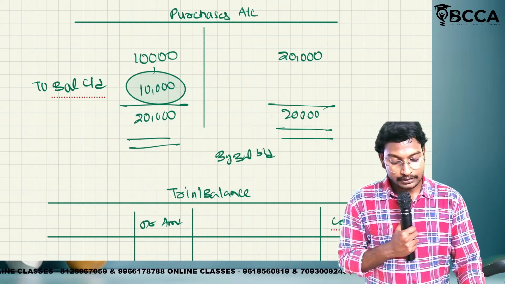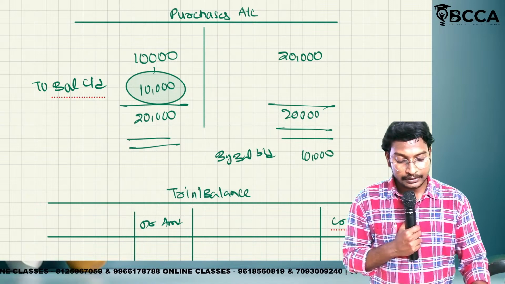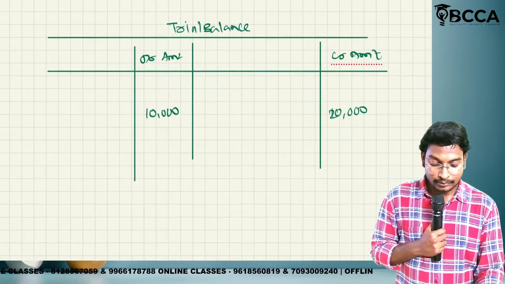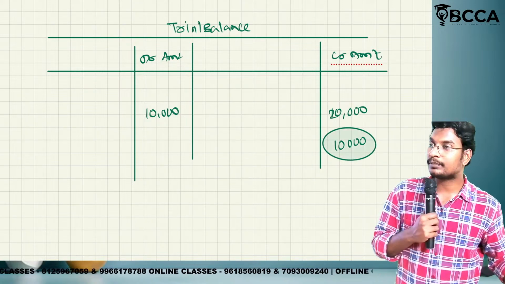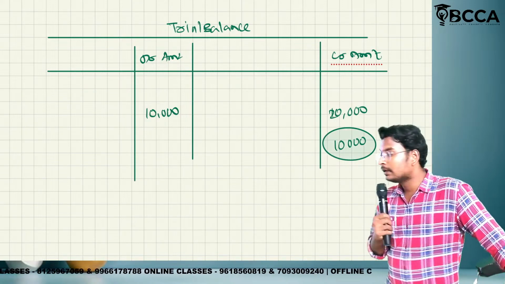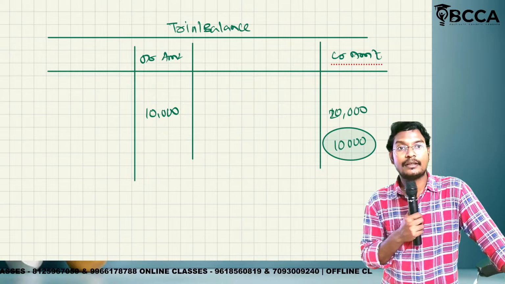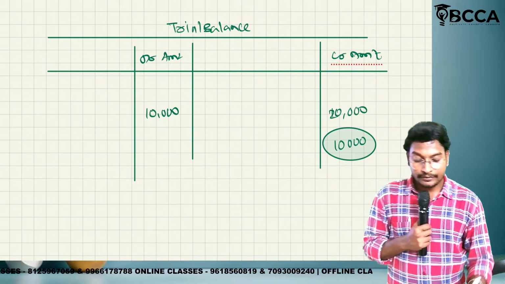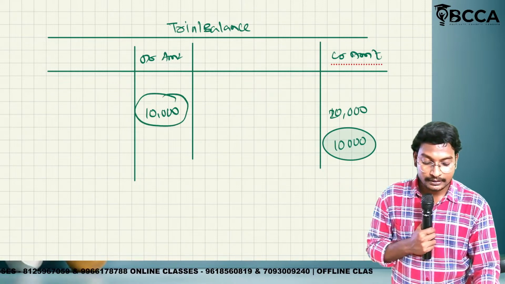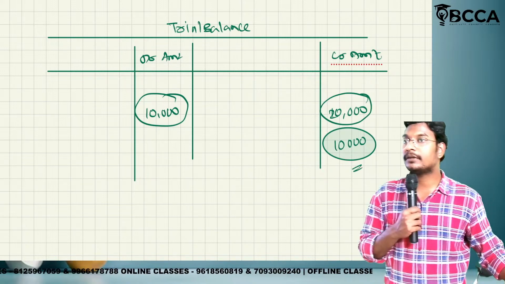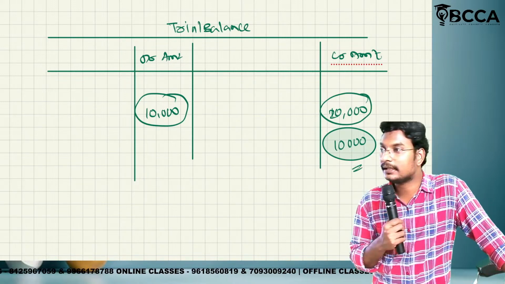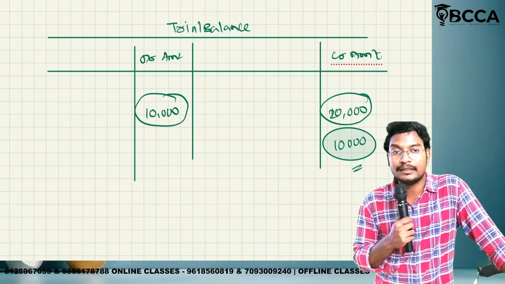Then on which side will we record it? We are going to record it on the credit side. How much amount will we record? 10,000. If you record like this, this approach is called the net method, or balance method. If you record both the items, the debit side total and credit side total, as well as the balance amount, this method is called a combination of both the net method and the gross method.